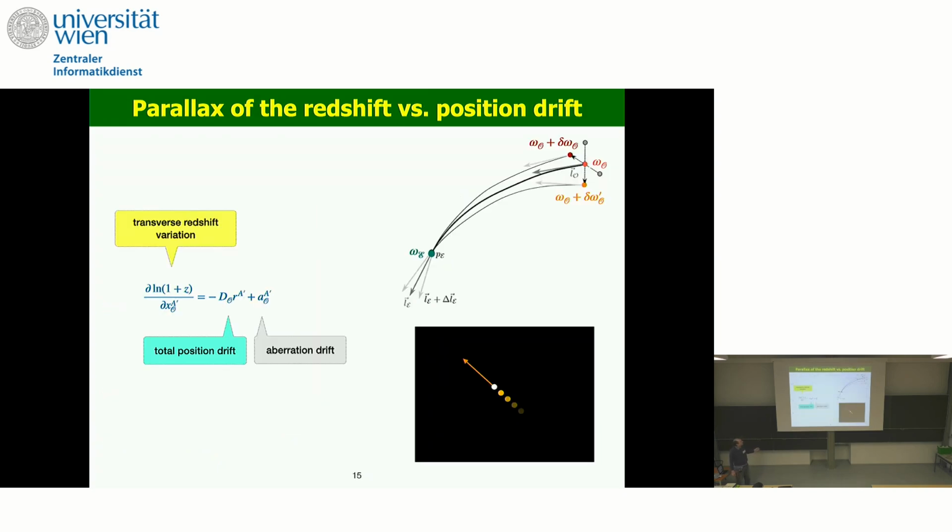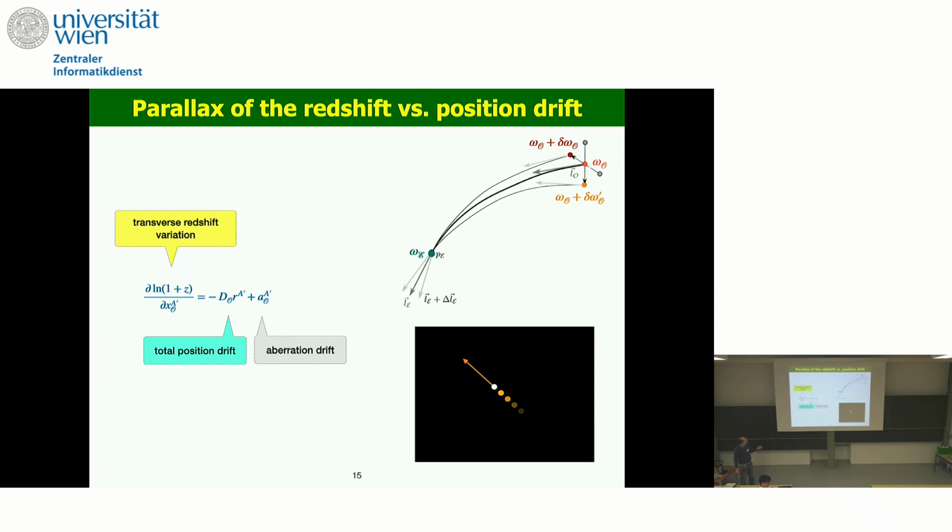So now imagine that you have a source which emits some kind of monochromatic light. You measure its frequency at some point O, but you also have two displaced observers, which are co-moving with this one. They're displaced in two orthogonal directions, and they measure slightly different omega. This defines some kind of transverse variations of the redshift here. It turns out that this transverse variation of the redshift is directly related to the position drift, or proper motion, as observed by the observer of this thing over here.